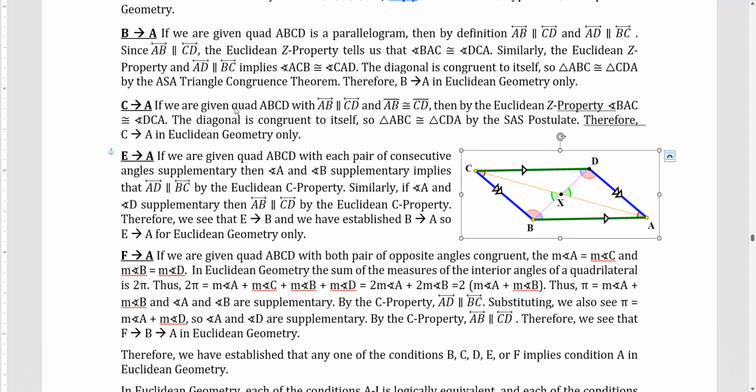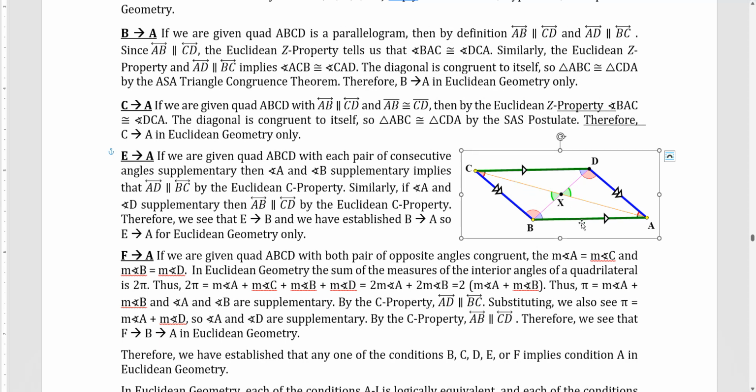C implies A. If we're given a quadrilateral with one pair of sides that are parallel and congruent. So let's see, what do we do? Which side did I say? I said AB and CD. All right, that's the green ones, the bottom here and the top, if we assume they're both parallel and congruent.